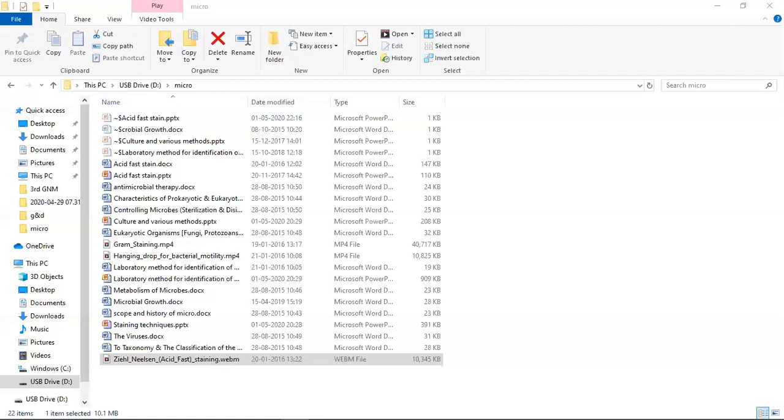Then allow it to dry, or we can use a coverslip, for observing under the microscope. Allow it to dry, then observe under the microscope.